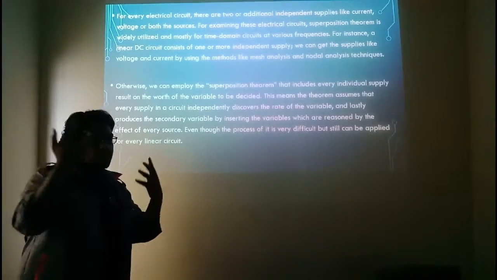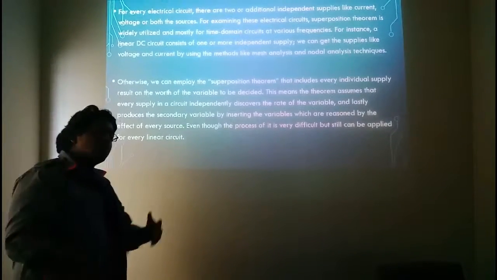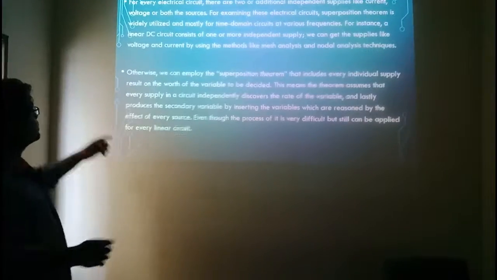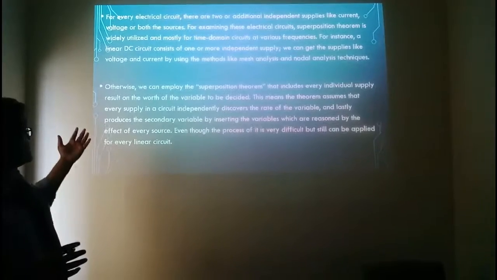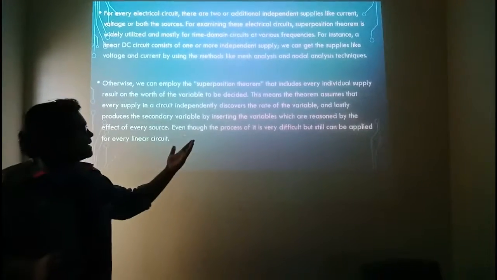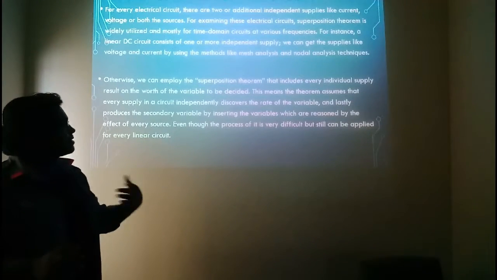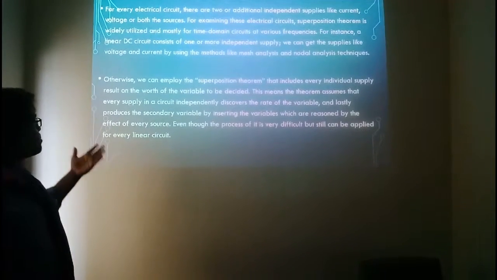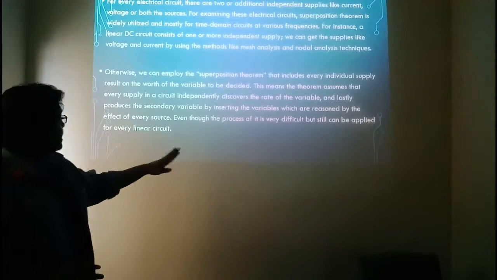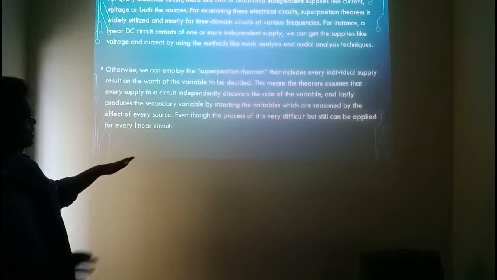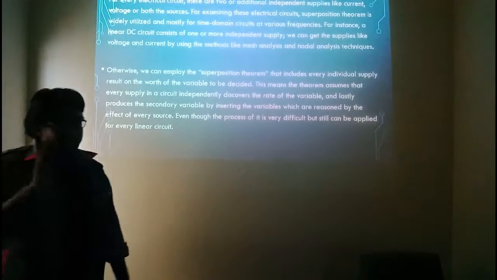We can use mesh and nodal analysis with the aid of superposition to find the real value of the voltage and current. Otherwise, we can employ the superposition theorem, which considers every individual supply's effect on the variable to be determined. This means the theorem assumes that every supply in a circuit independently determines the value of the variable, and then produces the final variable by adding the values caused by the effect of every source. Even though the process is difficult, it can still be applied to linear circuits.